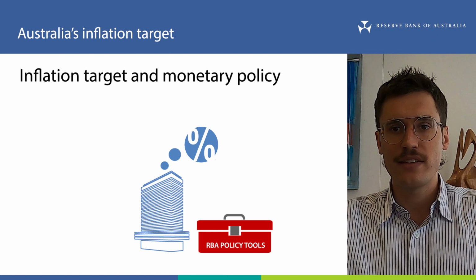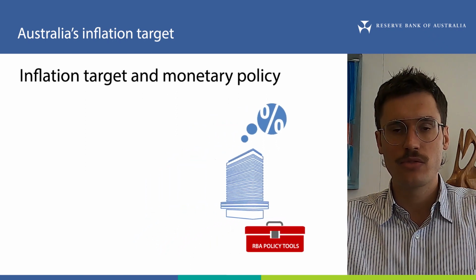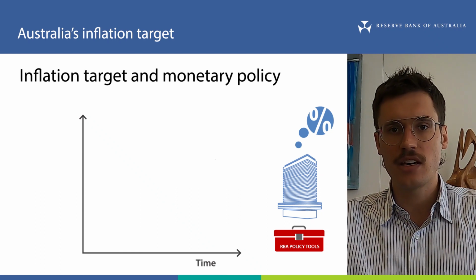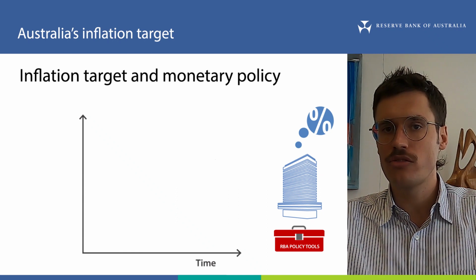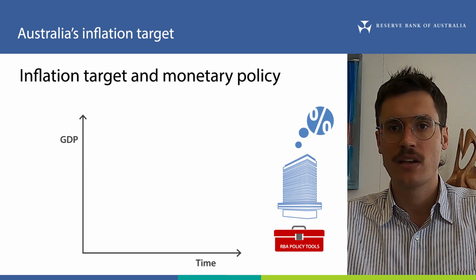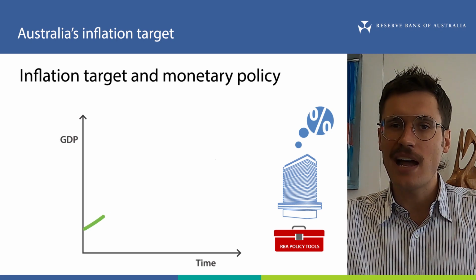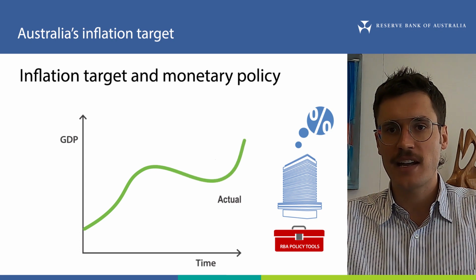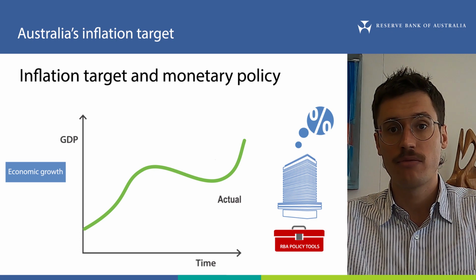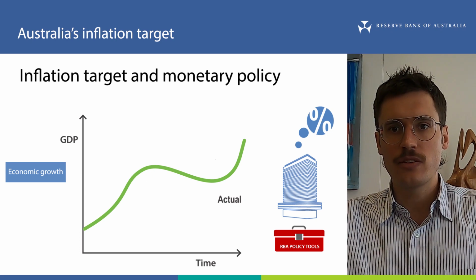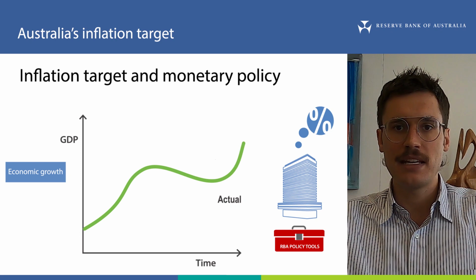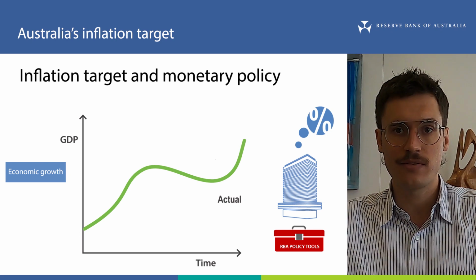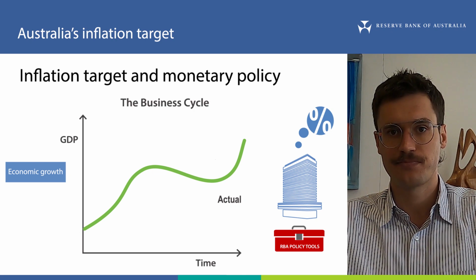One way we can show how the RBA influences inflation is through this chart. On the x-axis is time, and on the y-axis is economic activity, which we measure using gross domestic product, or GDP. The wavy line shows how actual economic activity tends to change over time. Changes in economic activity are called economic growth. The economy is often observed to grow in a cyclical pattern over the medium term. So economists often refer to changes in economic activity over this length of time as the business cycle.